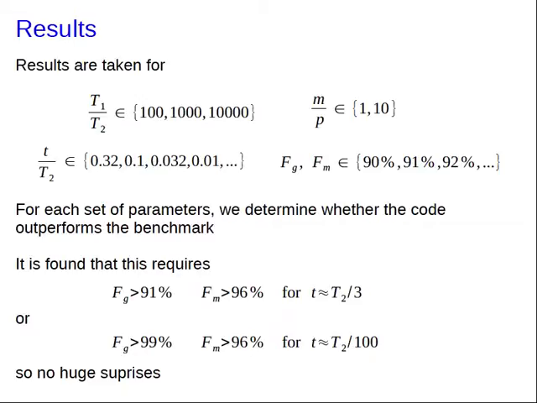And for the gate and measurement fidelities, I take them from 90 upwards. And then for each set of parameters, we work out, does the code outperform the benchmark or not? And what we found is that, well, there's kind of two regimes. One is that if our gate fidelities are higher than 91% and our measurement fidelities are higher than 96%, everything works, yay! So that sounds really great, because look how low that is.